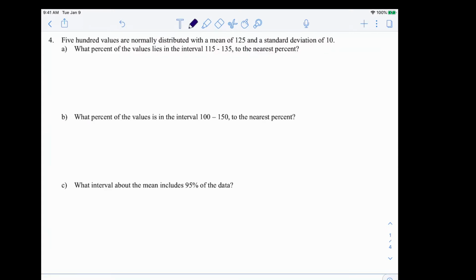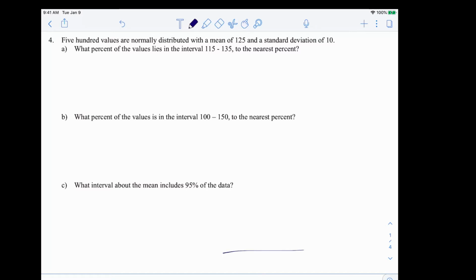The next problem we're going to look at is number 4, which says that 500 values are normally distributed with a mean of 125 and a standard deviation of 10. There's no context here, so we're really just looking at a data set, and they gave us the mean and standard deviation. For all of 4, A, B, and C, I recommend drawing the normal model.